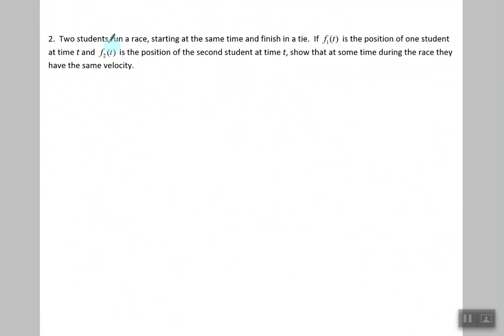Example 2. Two students run in a race, starting at the same time and finish in a tie. If f sub 1 of t is the position of one student at time t, and f sub 2 of t is the position of the second student at time t, show that at some time during the race they have the same velocity. Remember that the velocity is the derivative of position. We'll say v equals p prime, or in this case, because we're using f for position, we'll call that f prime.